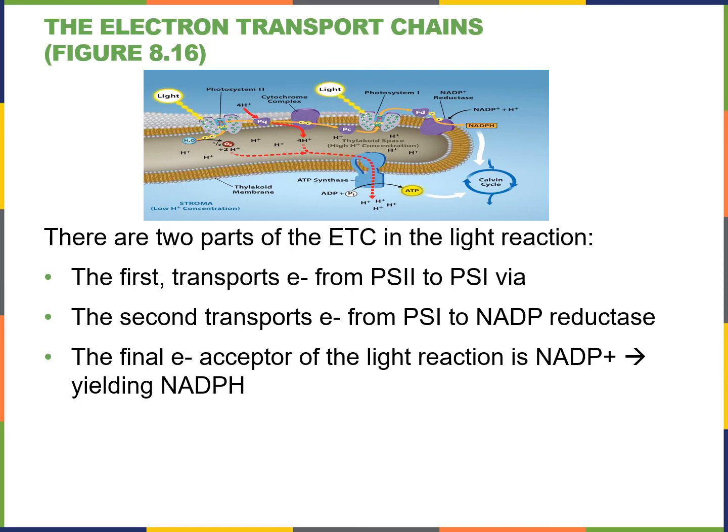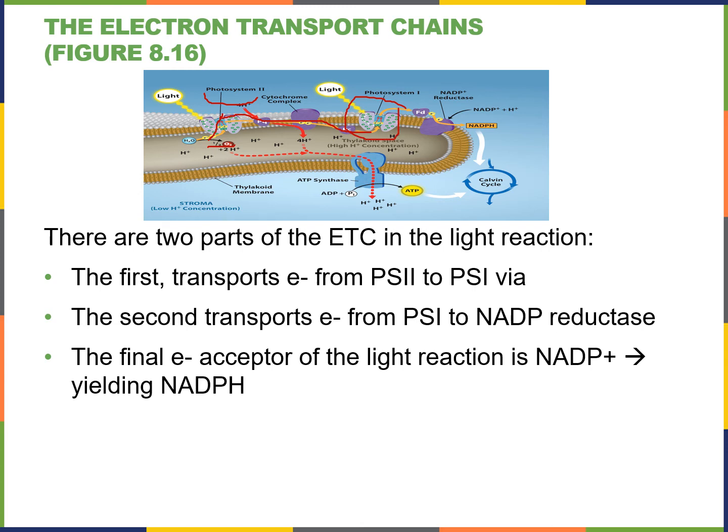There are two parts of the electron transport chain in the light reaction. Let's begin by talking about photosystem 2 up here. So in photosystem 2, in the reaction center, energy from sunlight is used to extract electrons from water. The electrons are going to travel through the chloroplast to photosystem 1 eventually. So they're going to travel down here through the chloroplast, and eventually they're going to get over here into photosystem 1.